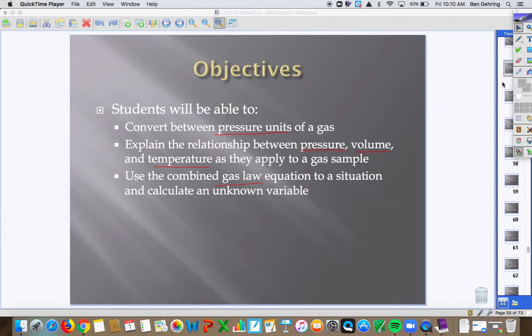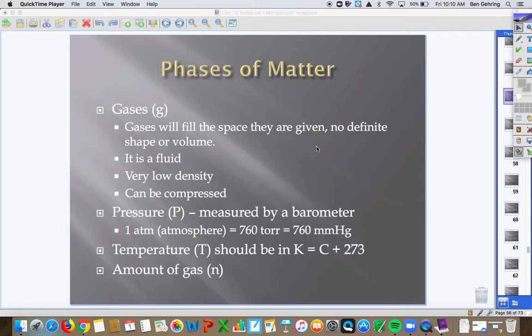So let's get started. First, gases are different from solids and liquids, and they fill whatever container they are occupying. So they fill the space. They have no definite shape, no definite volume. They're a fluid. They move past one another, have extremely low densities, and they can be compressed. This compression we call pressure. So this amount that they can be compressed we call pressure.